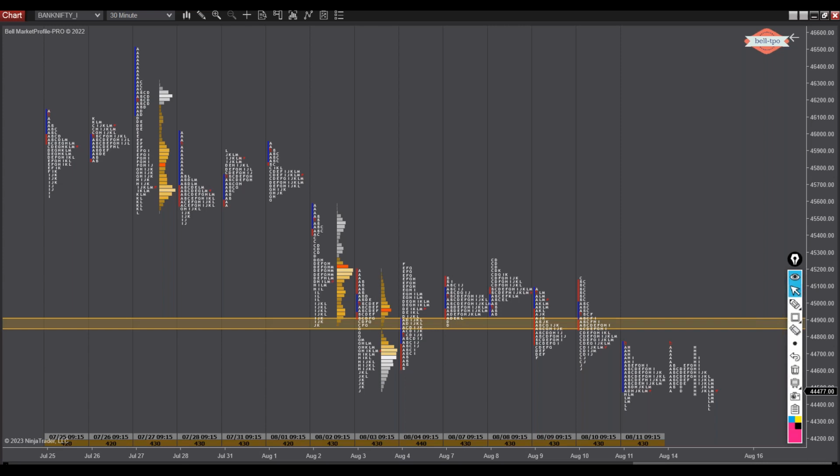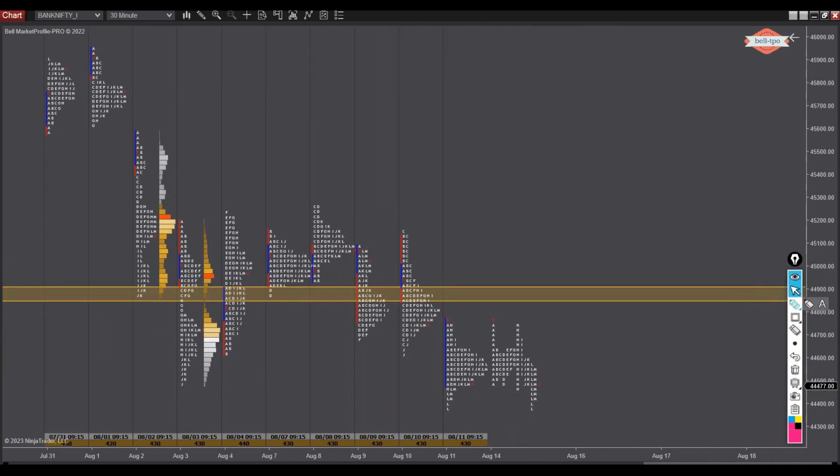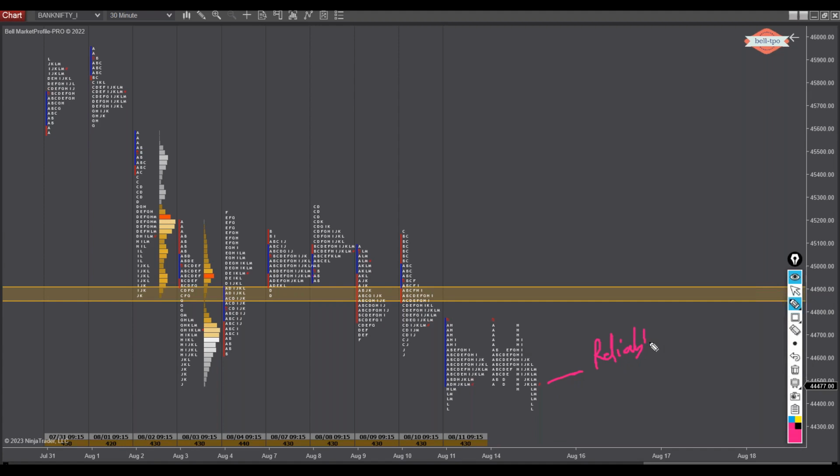Prasanjit is saying in Bank Nifty yesterday, L and M periods broke the poor low. This is a stop hunt, right? Can we predict the stop hunt? No, you cannot predict anything in the markets. And always remember, in market profile, the L period and M period are not reliable. And I'll give you a fantastic example of this.